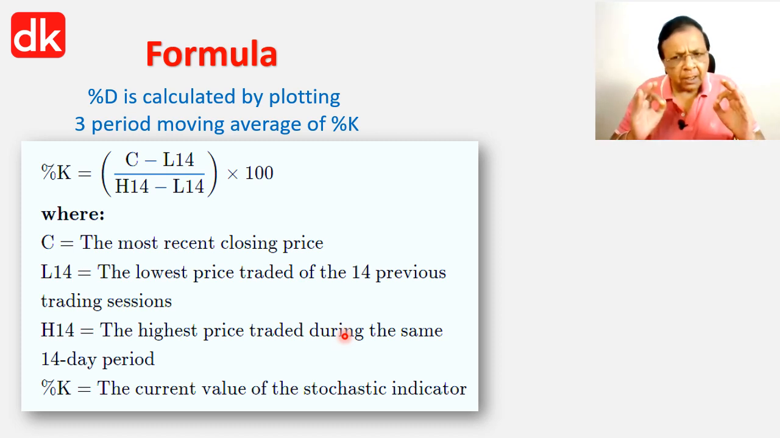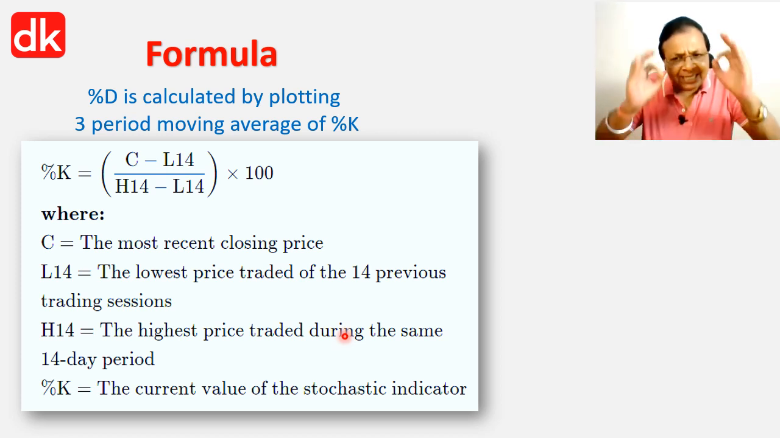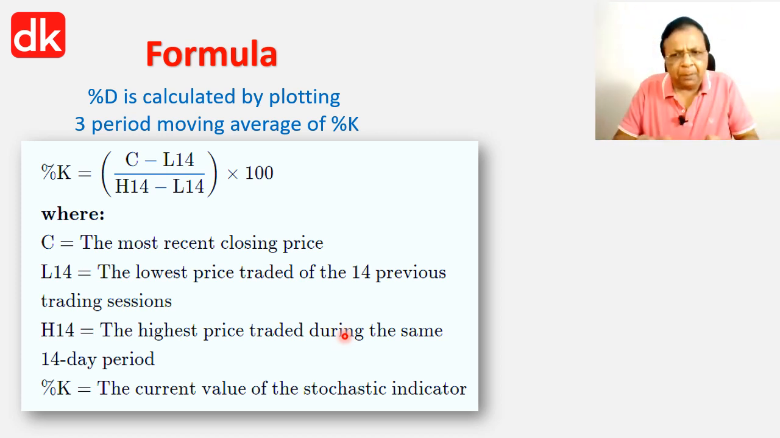So the purpose is to understand that it is comparing simply the current price with respect to the range of price in the selected time period. In this example, it is 14 days.